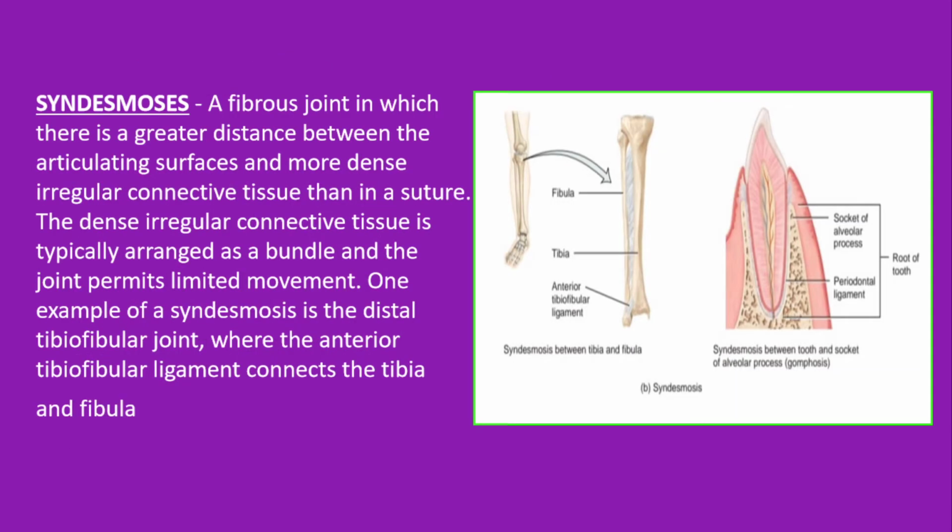So next is syndesmosis, a fibrous joint in which there is a greater distance between the articulating surfaces and more dense irregular connective tissue than in a suture. The dense irregular connective tissue is typically arranged as a bundle and the joint permits limited movement, so it means functionally syndesmosis is considered as amphiarthrosis. One example of a syndesmosis is the distal tibiofibular joint, where the anterior tibiofibular ligament connects the tibia and fibula, as shown in the picture.